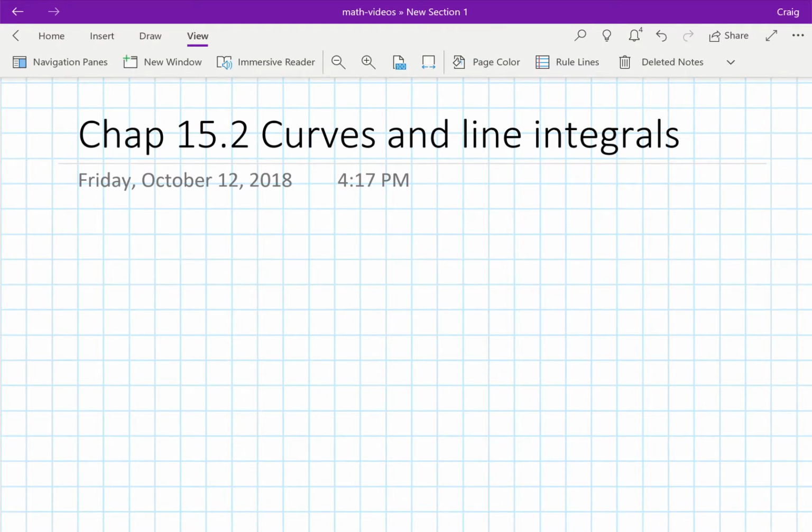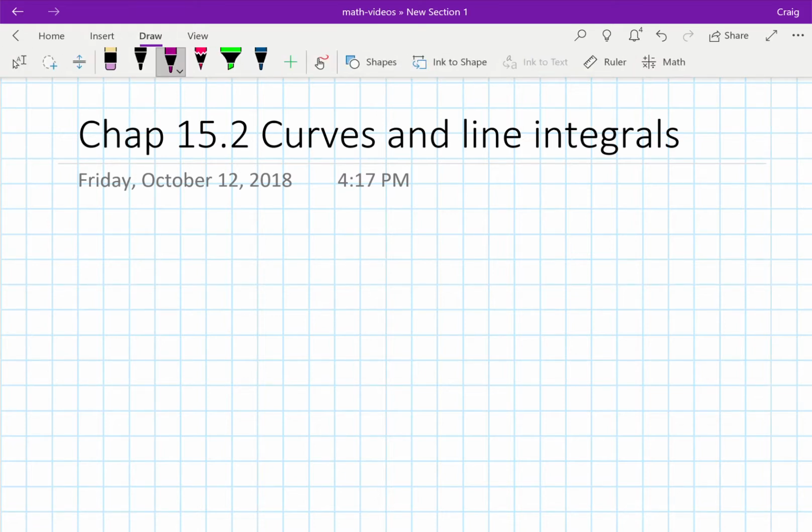This video note is on section 15.2 in the textbook on curves and line integrals, and there's also the concept of arc length, which comes in this section, which is very important too. So you might have actually included that in the title. So we begin with the concept of arc length.